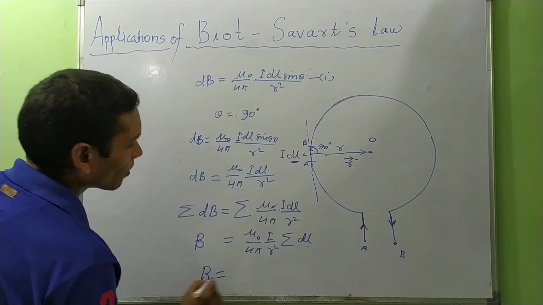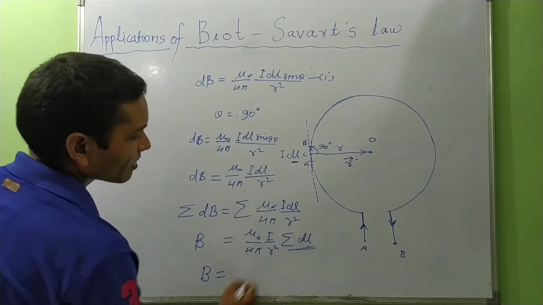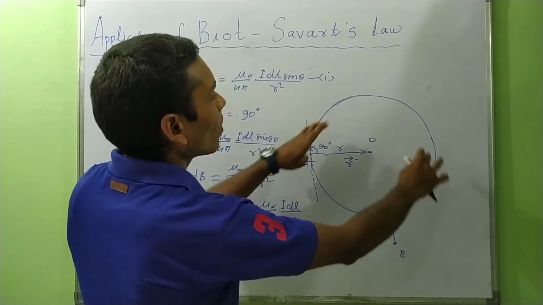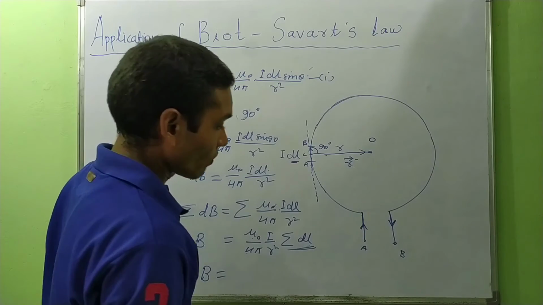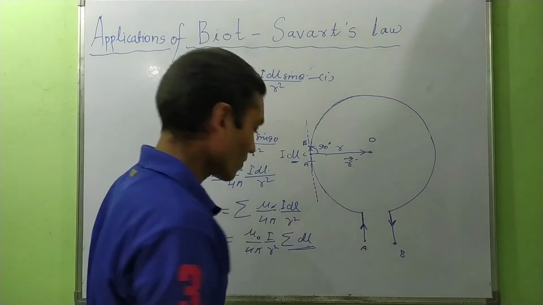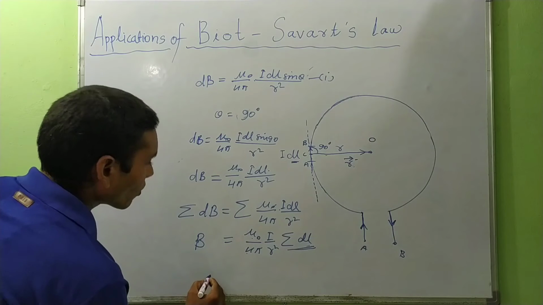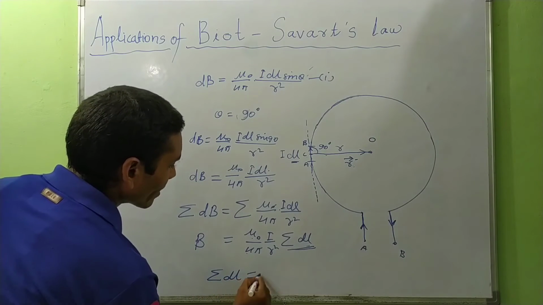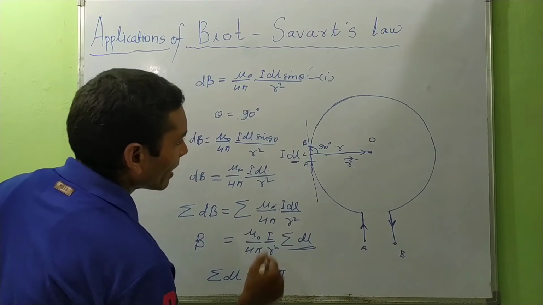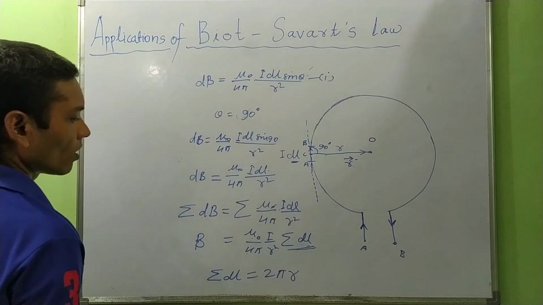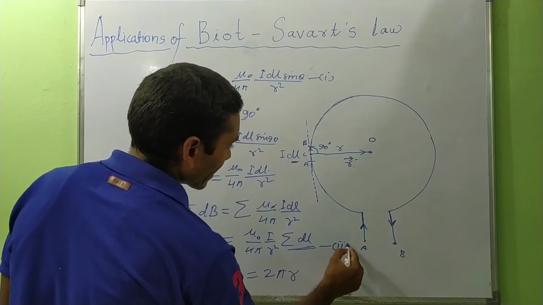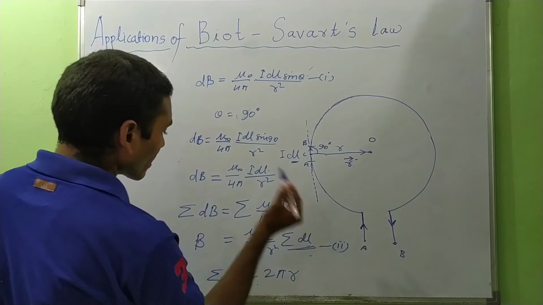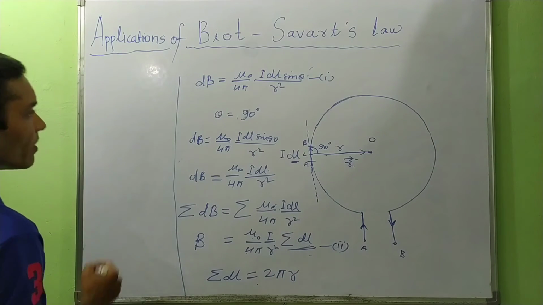So now B equals, what is this? This is the summation of dl. The summation of dl is the total length of the circumference of this circular loop. So what is the circumference of a circular loop? You know that the circumference of the circular loop will be equal to summation dl equals 2 pi r, where r is the radius. Okay, let this be equation second.